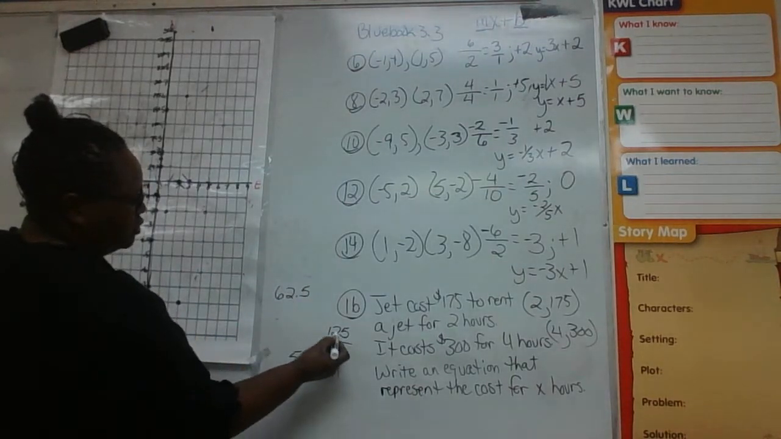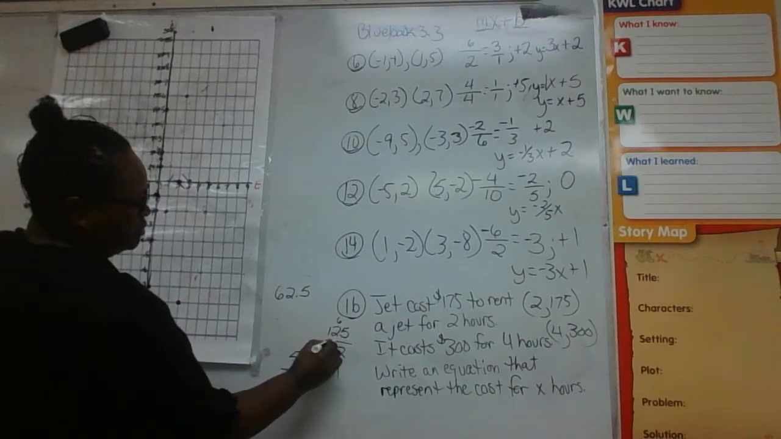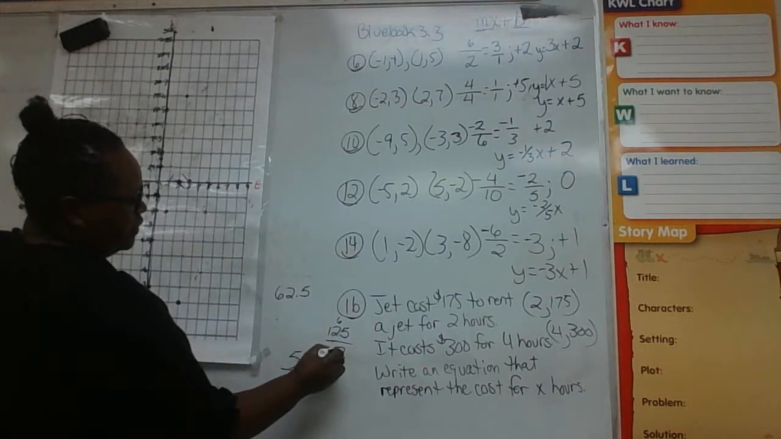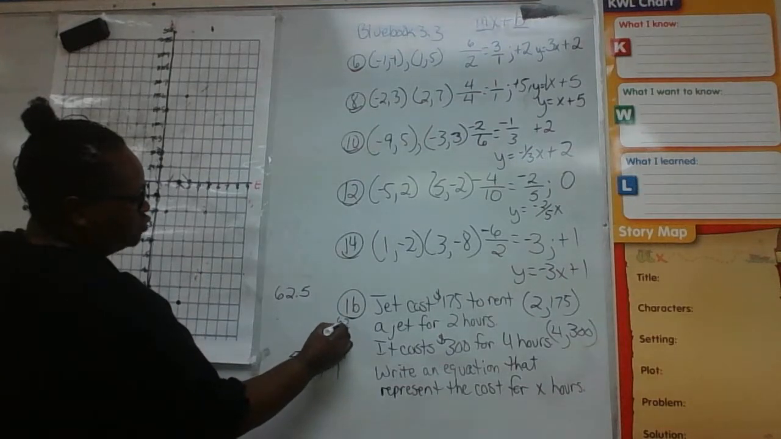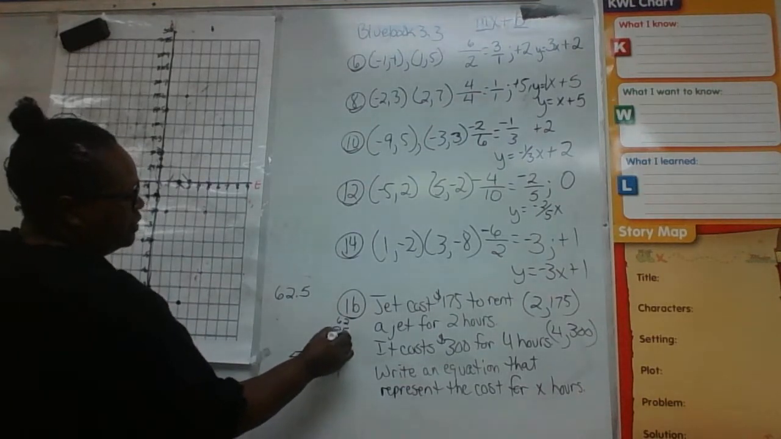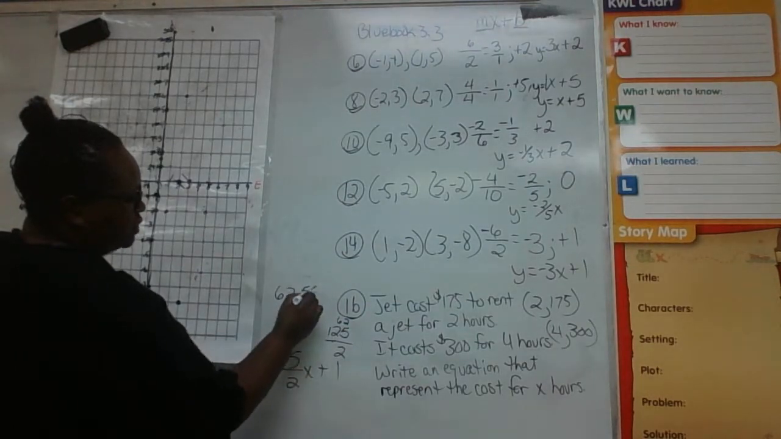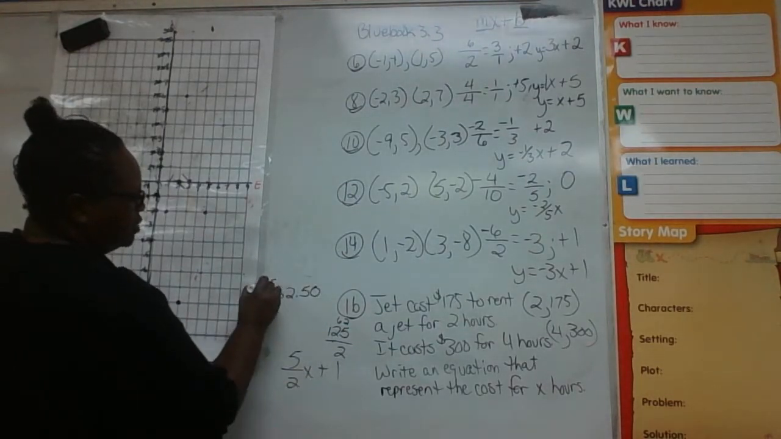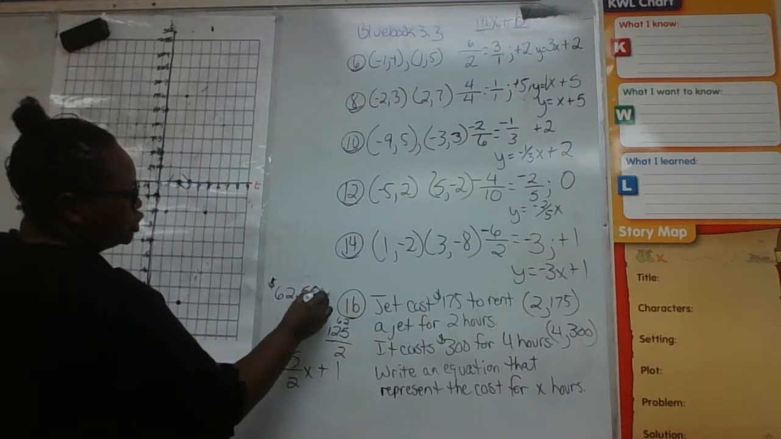Because how many 2's are in 12? 6. It gives us a 6. 6 times 2 is 12. Bring down the 5. How many 2's are in 5? 2. 2 times 2 is 4. And then you are left with one remainder that you add a 0 and you get 5. So that's 62.50. Okay? So that's our slope.